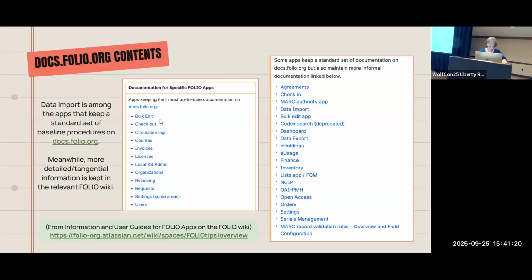But data import is one of the functional areas that maintains more detailed, more in-depth, more informal documentation on the FOLIO wiki, as well as a set of baseline procedures. This set of procedures is standardized. It is reviewed for each release to see if anything has been changed.